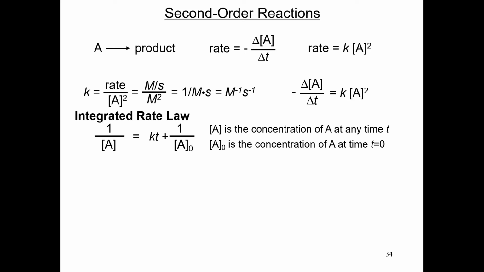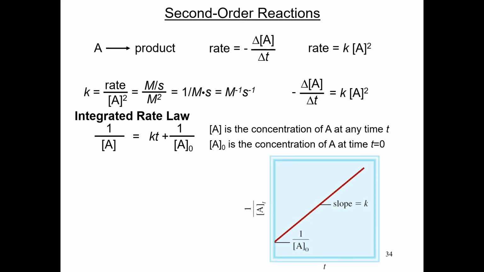Notice that this one also has the form of a straight line, except that in this case, the slope is positive and equal to the rate constant. The intercept on the y-axis is 1 over the initial concentration. So if you plot 1 over A versus t and it gives you a straight line, that tells you that reaction must have been second order. Let's talk about the half-life.